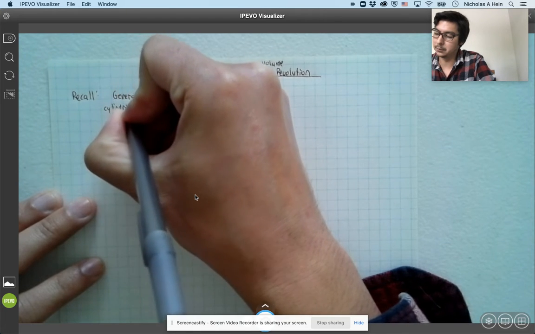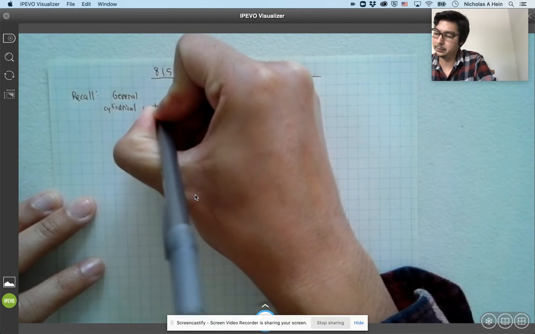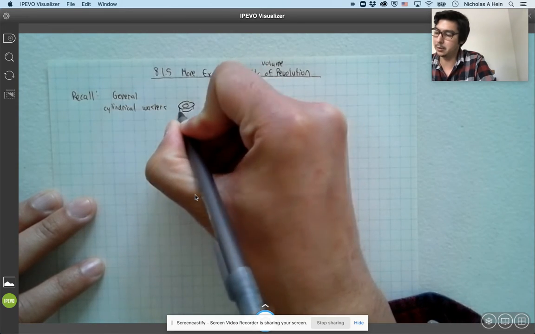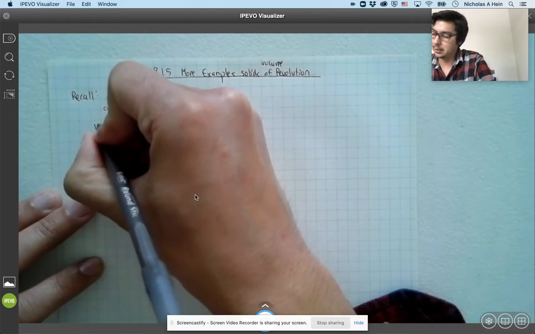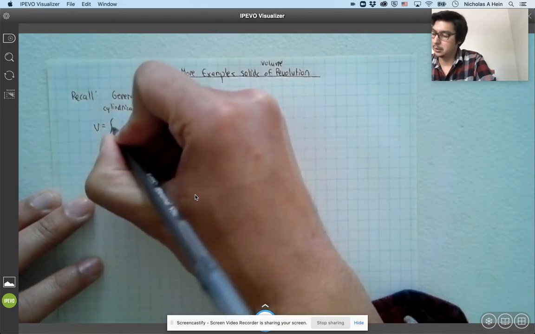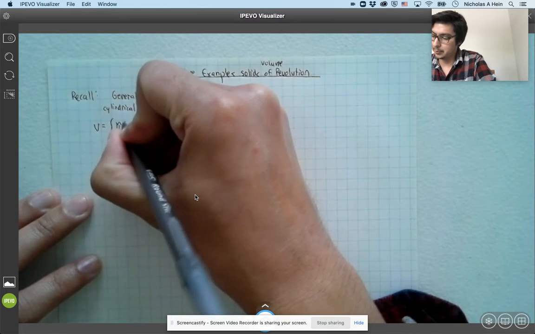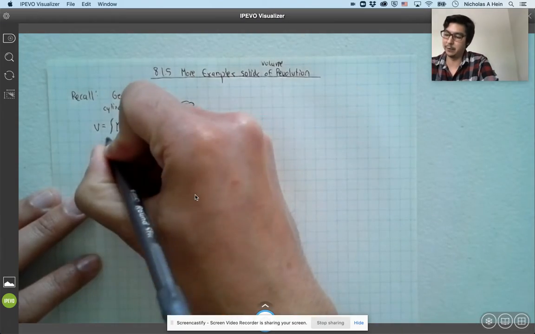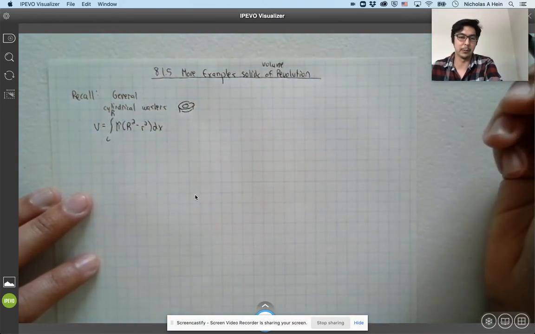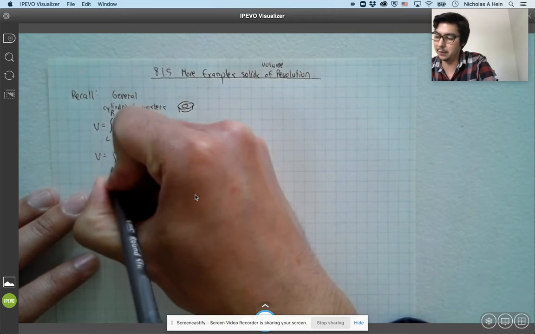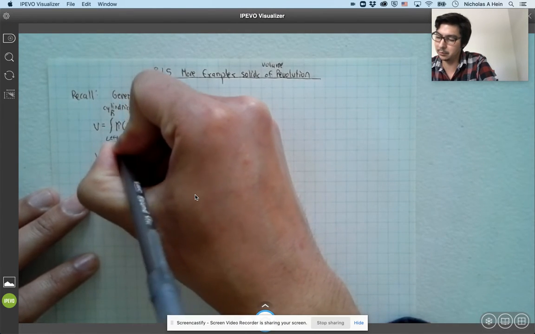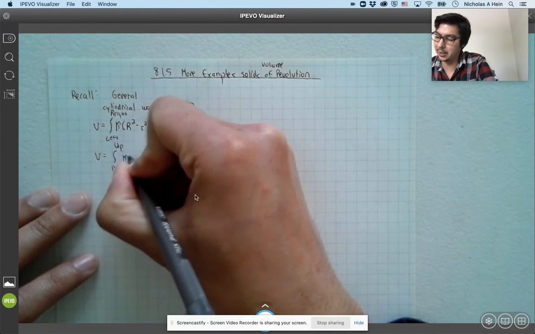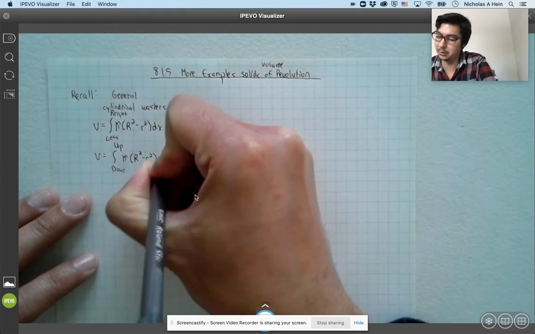cylindrical washers, which would look like that, of course, with some depth to it. And that is going to be your volume of pi times your outer radius squared minus your inner radius squared dx, assuming you're going from left to right. Of course, if you're going with respect to y, then it would be from down to up, of pi times outer radius squared minus inner radius squared dy.